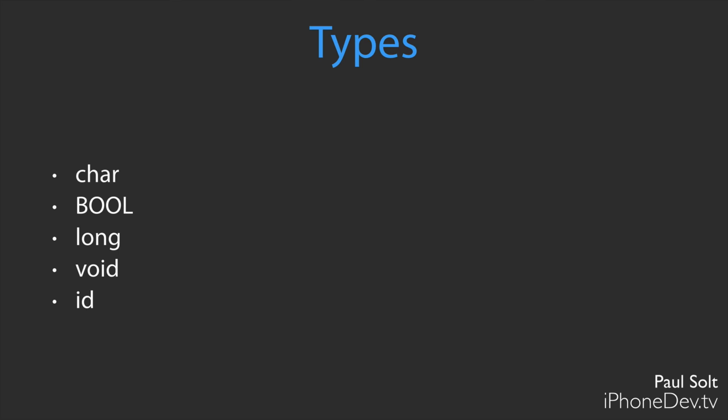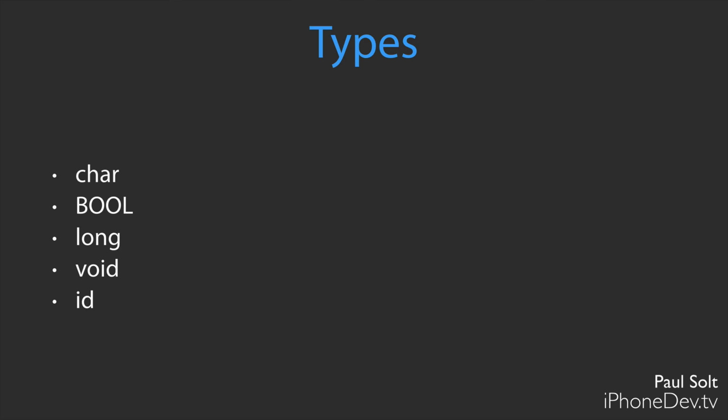After that, we have bool. This is used to represent true or false, or YES or NO in all caps. Then we have long, which is just a bigger number, like the int. It can hold more information because it's more bytes long.